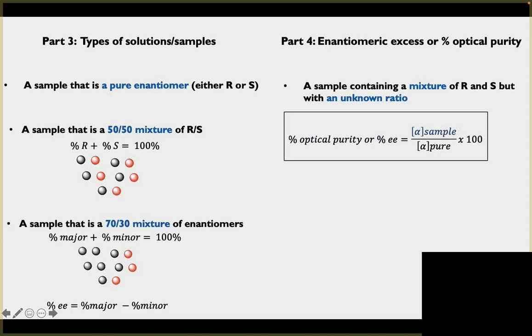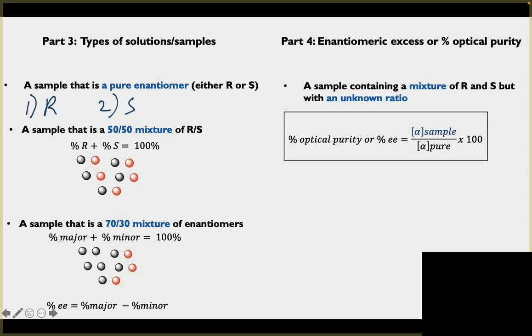So to complete the lab, you may be provided with different types of samples to determine the observed rotation, or then to determine the specific rotation, or the percent enantiomeric excess or optical purity of a sample. So for instance, you could be given a sample that is just a pure R, and then you could be given another one that's the pure S of that compound. So recall that one enantiomer will rotate plane polarized light in one direction, and the other will rotate light in the opposite direction.